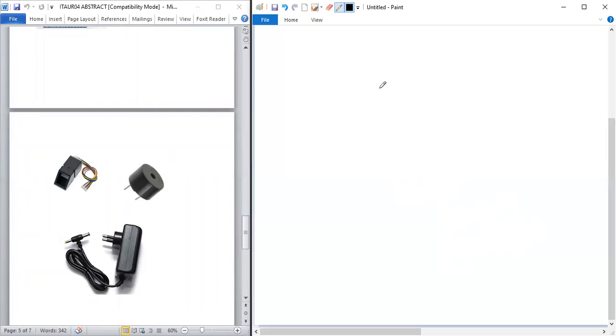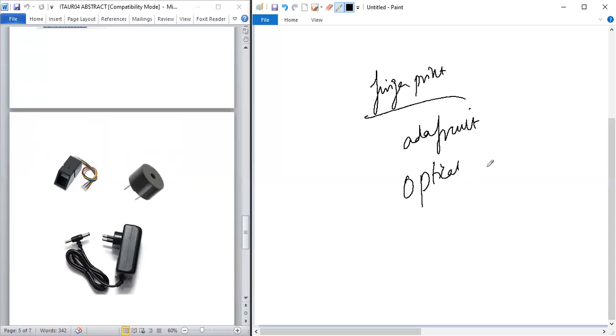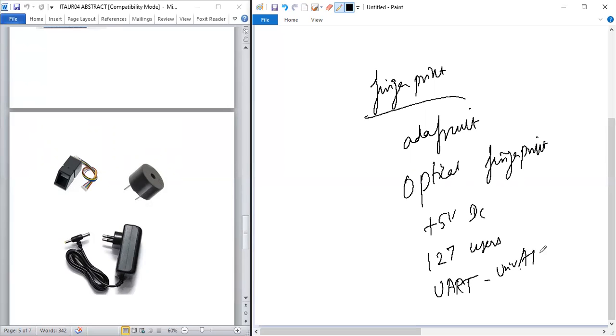So the next one is the fingerprint module. Here we are using the Adafruit optical fingerprint sensor. Its operating voltage is plus 5 volt DC, and it can store up to 127 users for authentication. The communication protocol is UART, Universal Asynchronous Receiver Transmitter. Using this protocol, it communicates with the controller.